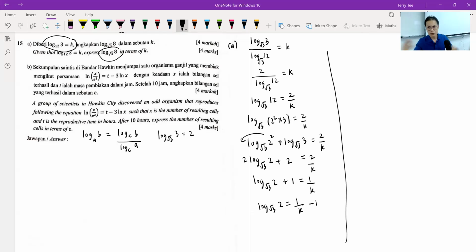Now you look at it and say, wow, we're still going nowhere because we are now finding log base square root 3 of 8, this one. But this is log base square root 3 of 2. Well, not to worry. We know log base square root 3 of 8 is basically log base square root 3 of 2 to the power 3. So the 3 I can bring in front. So it's just 3 times what we're getting here, which is 3 times (1 over k minus 1). As we multiply inside, you get 3 over k minus 3.